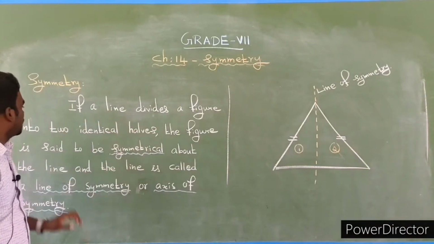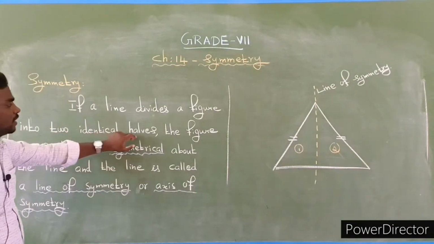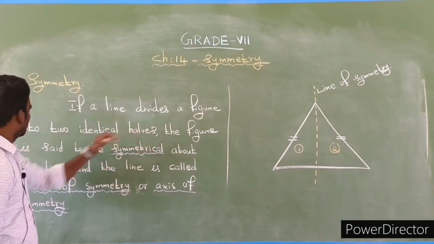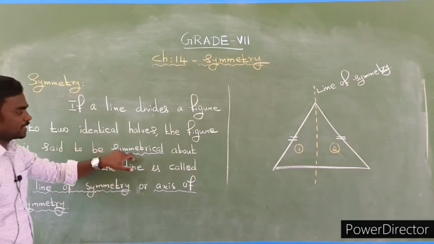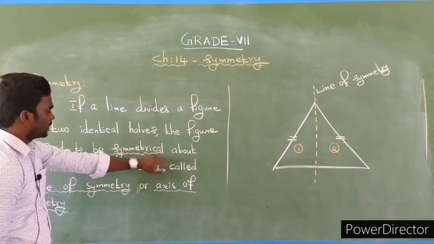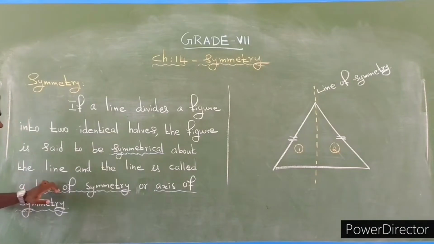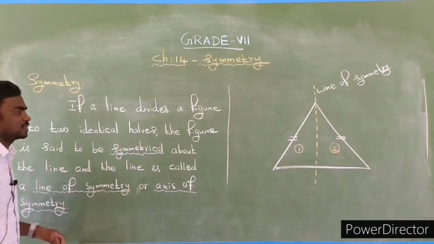If a line divides a figure into two identical halves, the figure is said to be what is that? Symmetrical. The figure is said to be symmetrical about the line, and the line is called what is that? Line of symmetry or axis of symmetry.